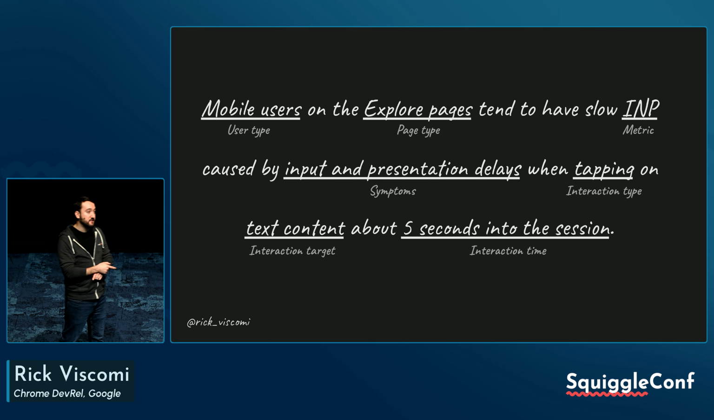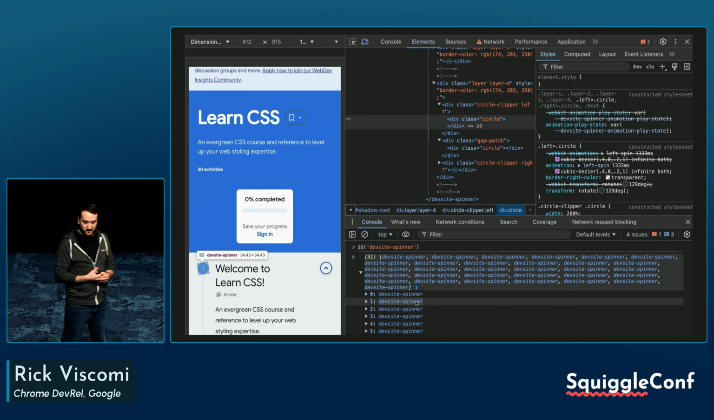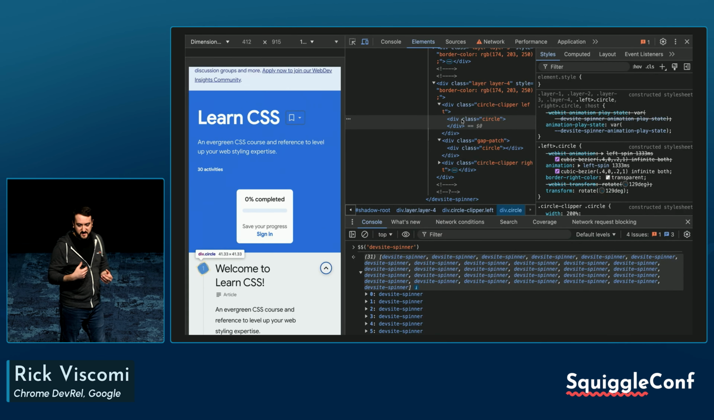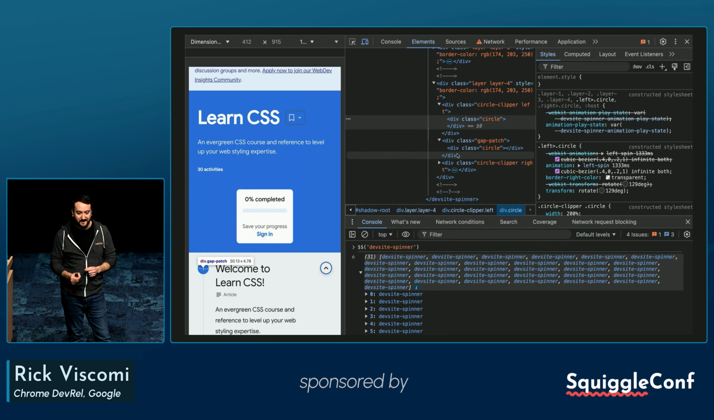And here's what I found. A slow interaction with high input and presentation delays bogged down by a cascade of style recalculations. At first, I had no idea what was responsible for all of that work or why it kept repeating itself. But things soon became clear when I inspected the DOM a bit more closely. These slow style recalculations were caused by 31 infinitely looping CSS animations.